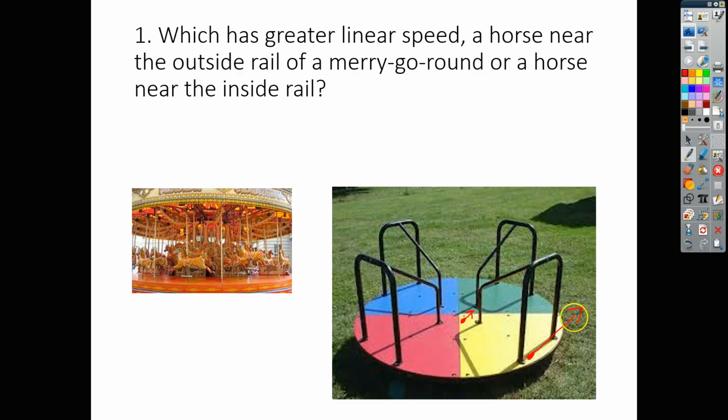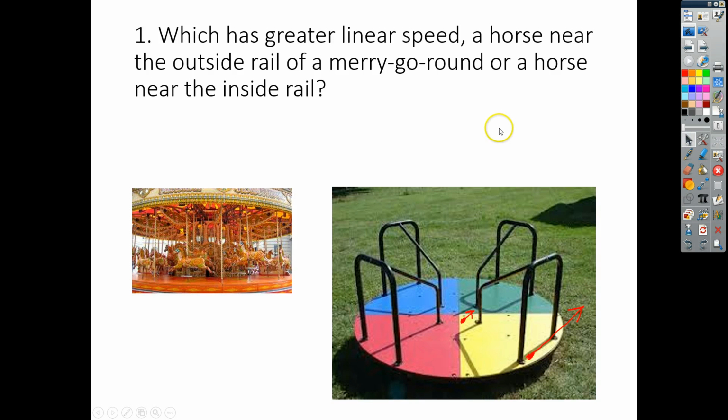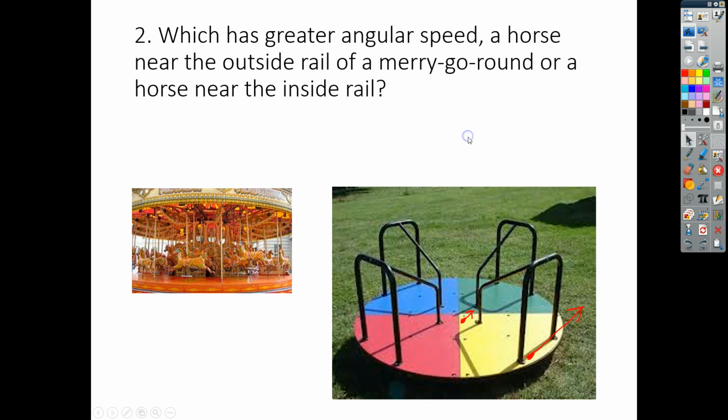If you're not sure about that, twirl yourself in a circle, put your thumb up, and you'll actually see that your thumb is moving very, very quickly. Or grab a hold of somebody and have them try to run on the outside as you stand in the center just kind of twirling. So it is the outside horse that has more linear speed.